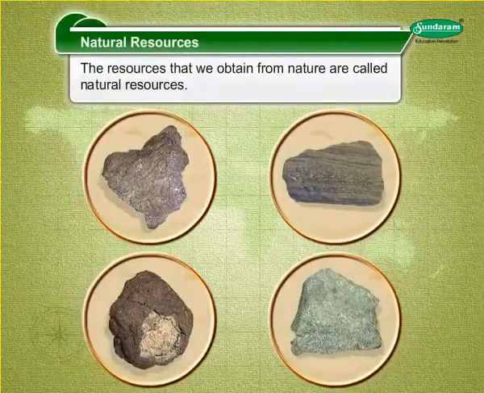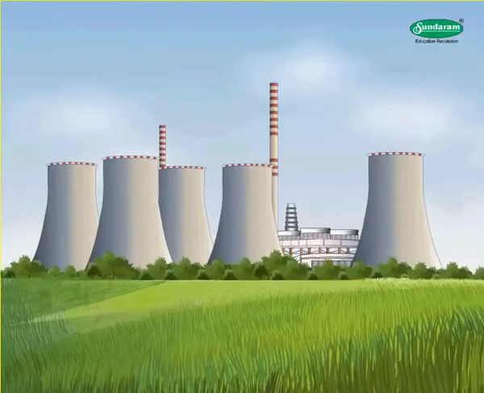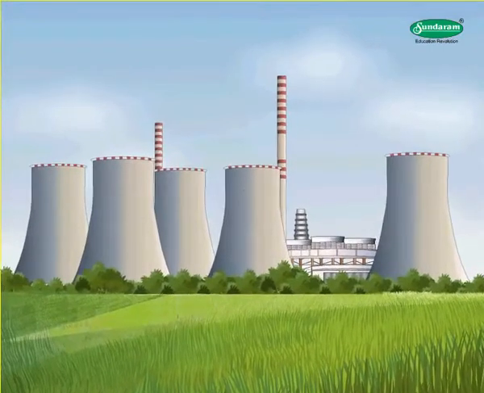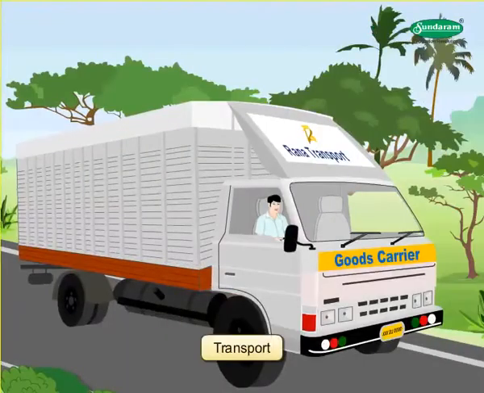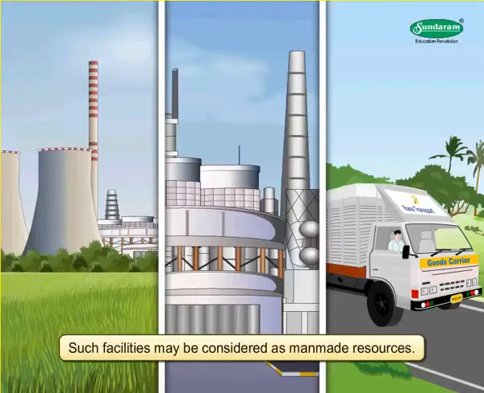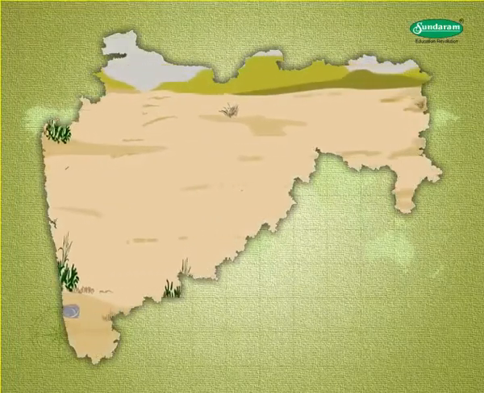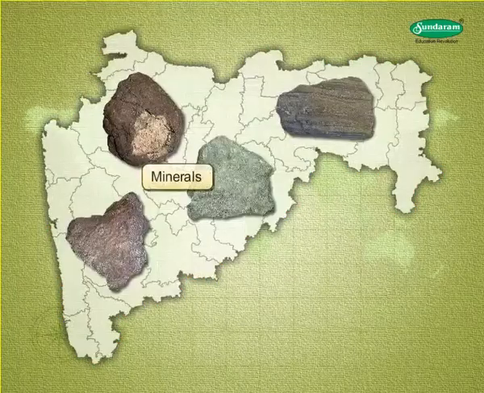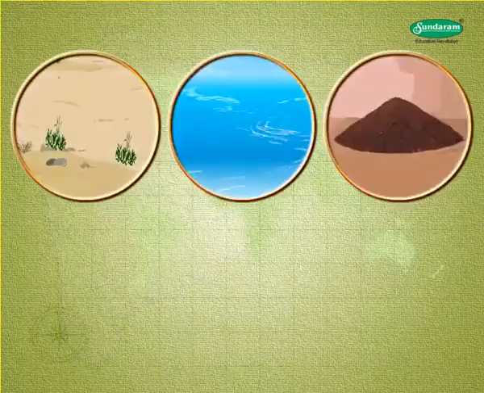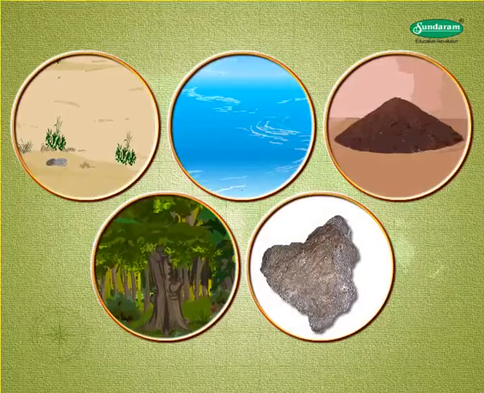The resources that we obtain from nature are called natural resources. Using these, we may get involved in developing some facilities such as power generation, industries, transport, etc. Such facilities may be considered as man-made resources. The natural resources that will be discussed in this chapter are land, water, soil, forest, and minerals. While discussing each of these natural resources, we will make a note of their typical characteristics.